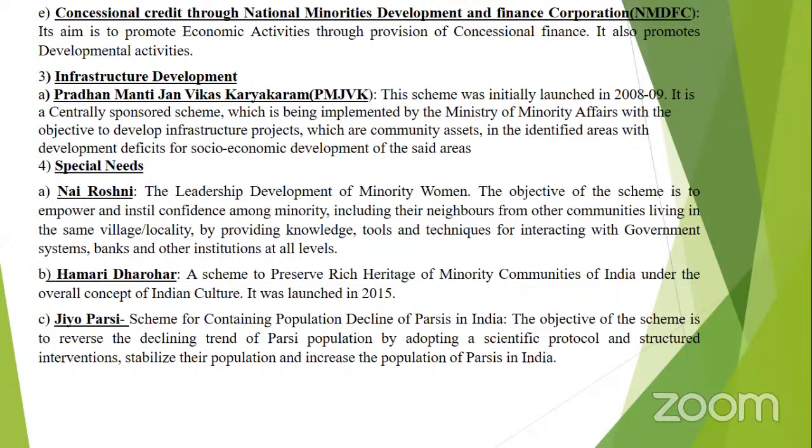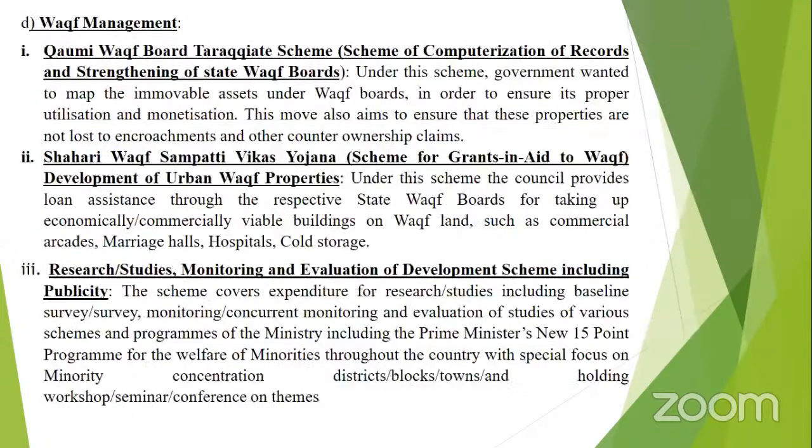C is Jiyo Parsi, a scheme for containing population decline of Parsis in India. The objective of the scheme is to reverse the declining trend of the Parsi population by adopting a scientific protocol and structured intervention, stabilize their population and increase the population of Parsis in India.